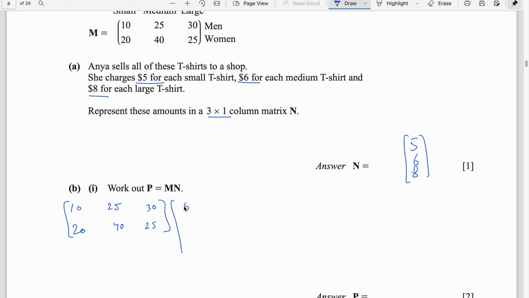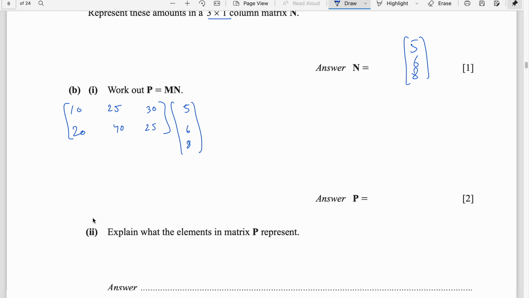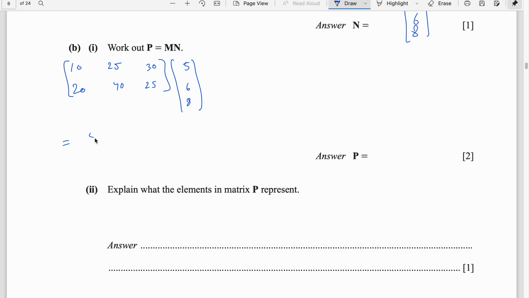I'm expecting that you know how to multiply these matrices. So first with first, second with second, third with third, row into columns. So you get 10 times 5 is 50, 25 times 6 is 150, 30 times 8 is 240. Next row, same column, 20 times 5 is 100, 40 times 6 is 240, 25 times 8 is 200. $50, $150, $240. Use your calculators. You get 240 and the sum of this line is 540.